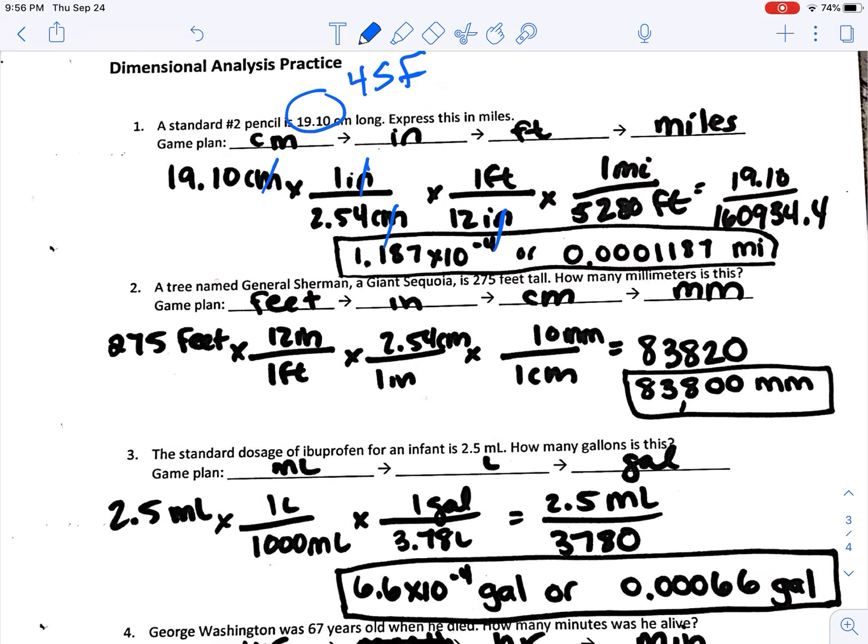Going from feet to millimeters, we need to go down. So we need to jump from the American units to the metric. So feet to inches, inches to centimeters, centimeters to millimeters. Don't forget you could use table C if you need that one. I expect you to know that one. I could give you that one. So then you want 3 sig figs in your final answer.